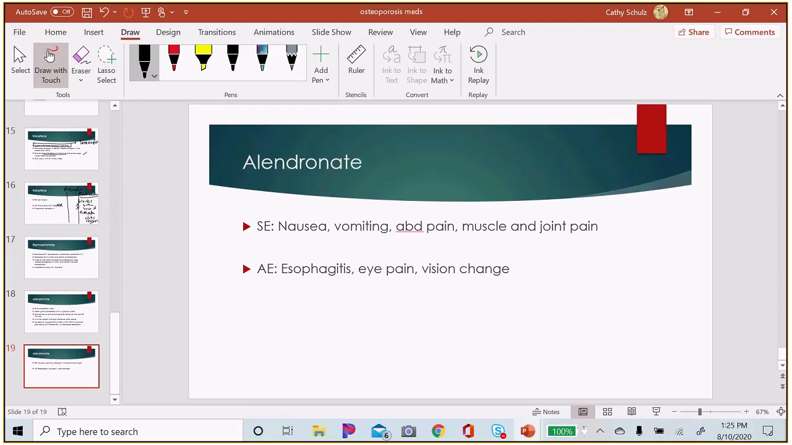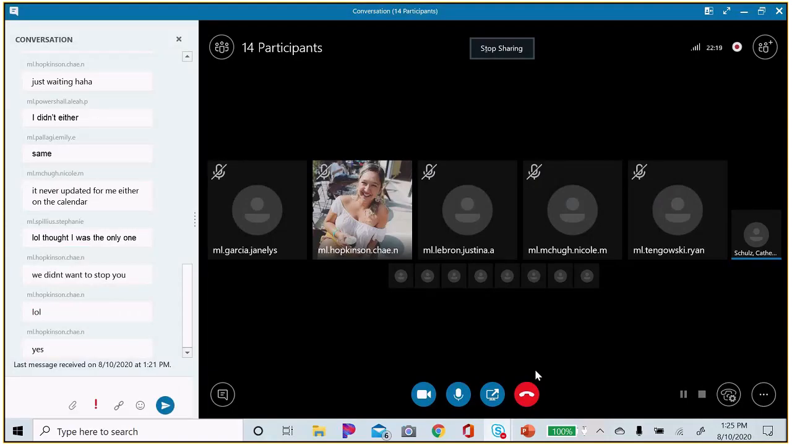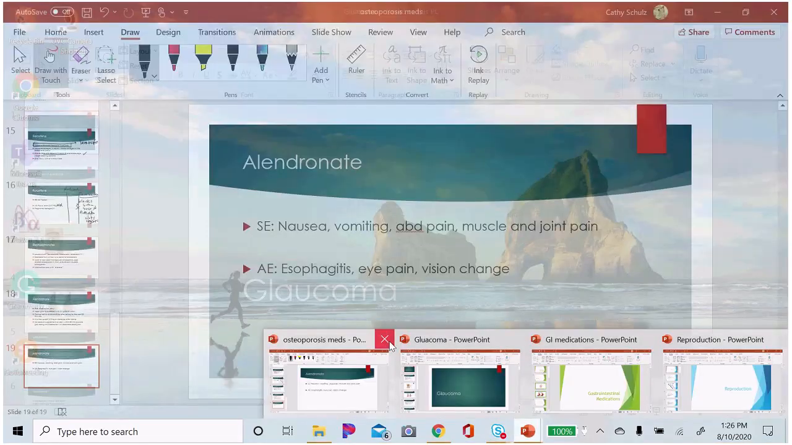The adverse effects are the esophagitis, like we talked about, and any vision changes. So that's osteoporosis. I'm sorry about that slide issue. Does anyone have any questions about that material? So the 4 medications are calcium carbonate, calcitonin salmon, raloxifene, and alendronate. And so then we will go over glaucoma medicine.